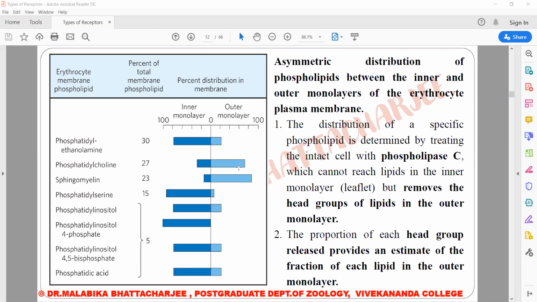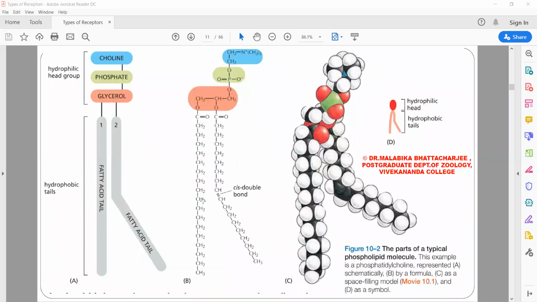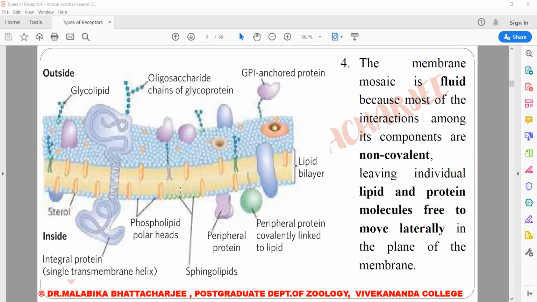Now this is very important, because if we look into this particular phospholipid, phosphatidylserine, you can see that the major part of the phospholipid is present on the inner surface of the membrane. What do we mean by the inner surface? There are 2 layers of the lipid. The upper half is the outer bilayer, the lower half is the inner bilayer. So phosphatidylserine is mainly located in the inner bilayer.